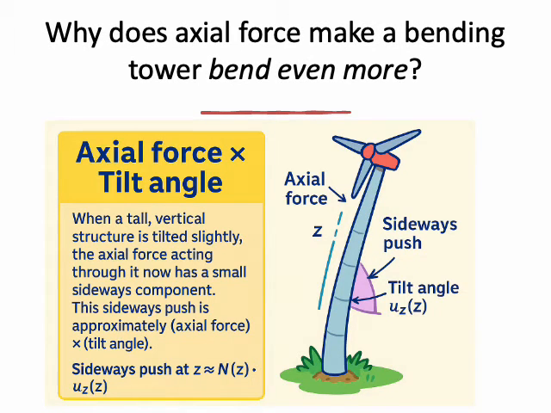Hi everyone, in this video I'm going to discuss a vertical cantilever beam like a wind turbine, which is pushed down by gravity and rotor and nacelle loads. This downward force along the center line of the vertical cantilever beam is called axial force, which I'm going to explore in this video.